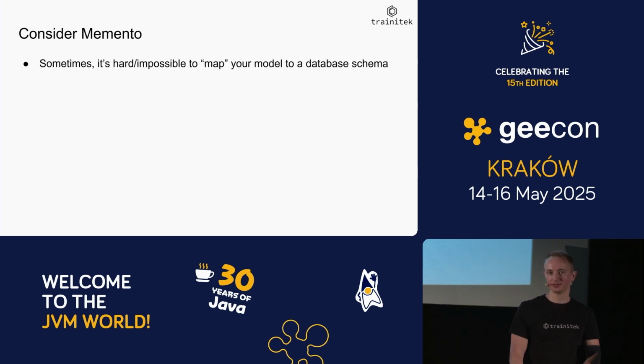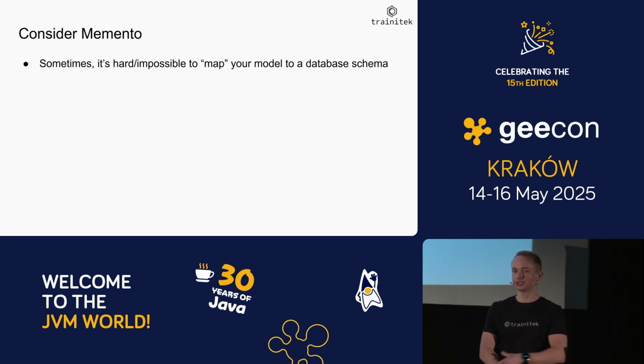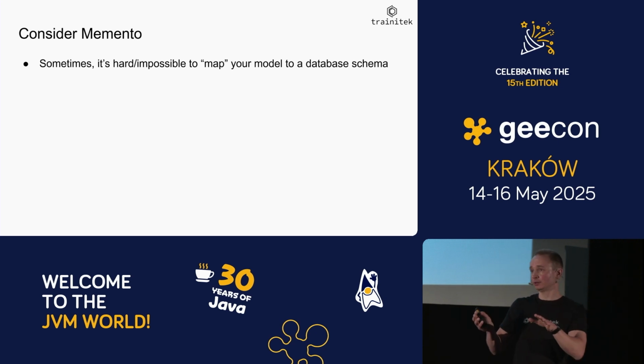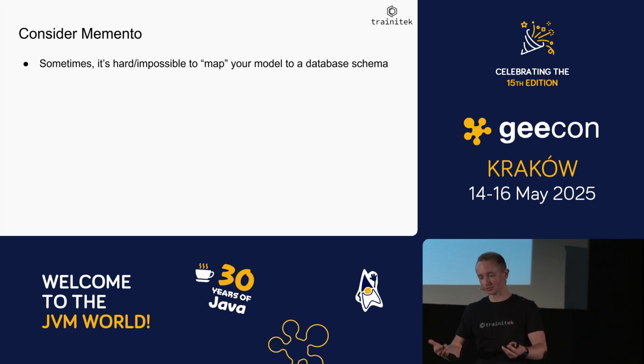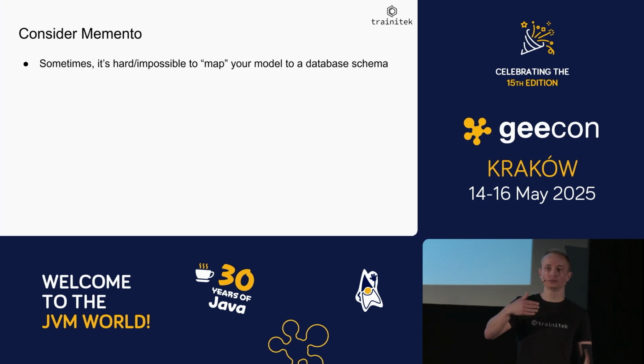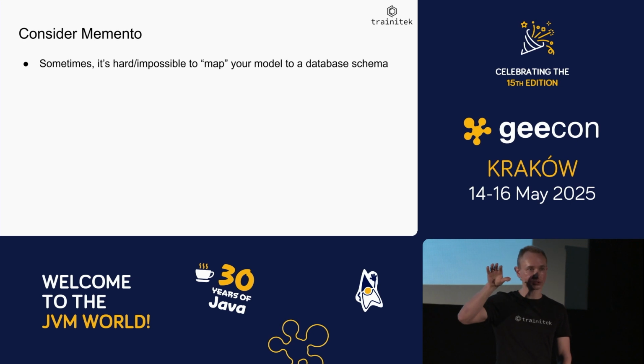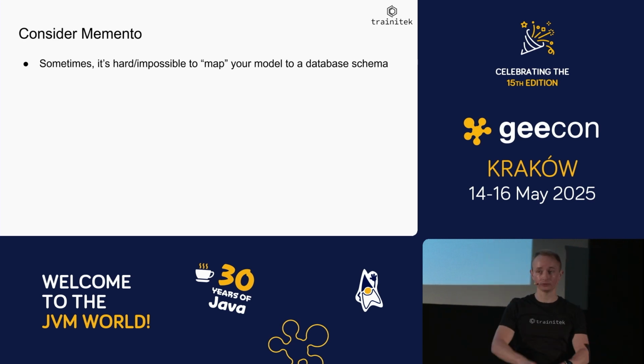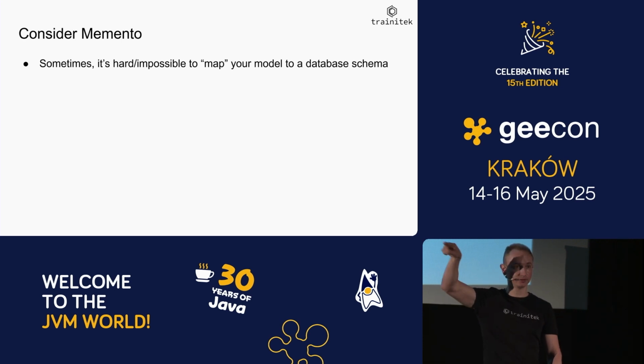One more: you can also consider memento, for example when it's just impossible to map your model to a database schema. And one real story: I had to work on a system where it was decided that we would use a database, and the database schema was like a constant. It was documented in Confluence as well. For each table, we had a Confluence page. All foreign keys were also links to other pages in Confluence.